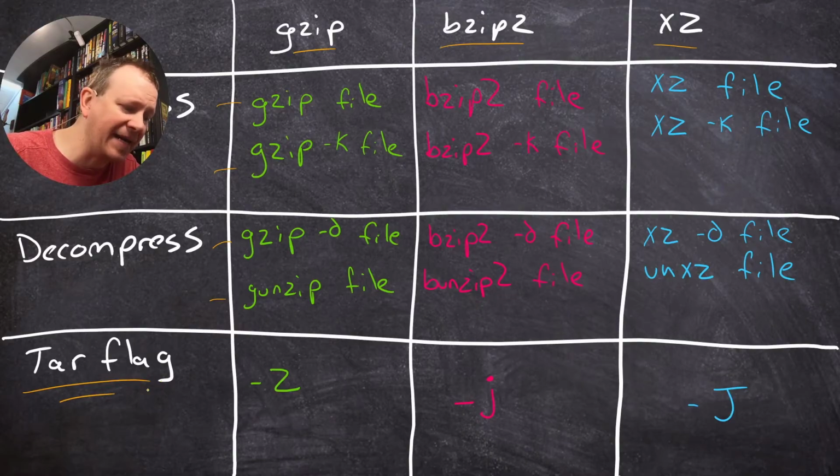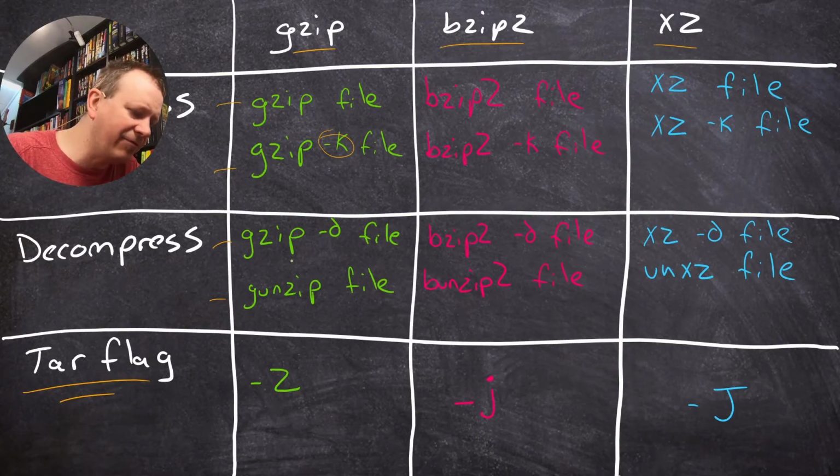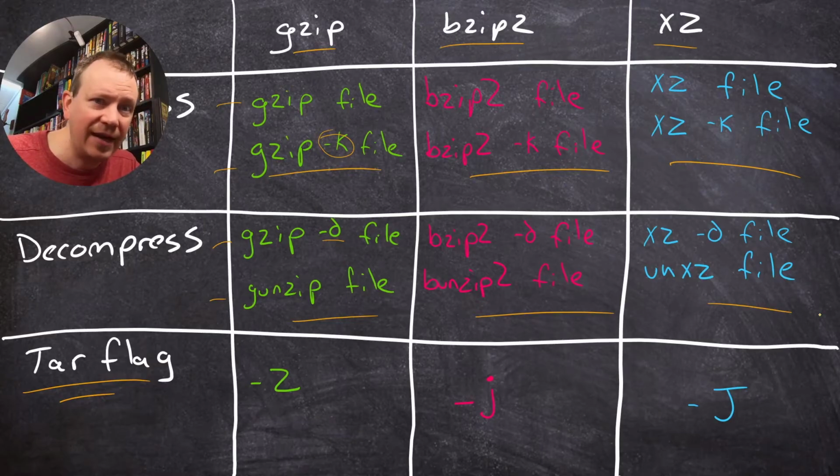So we'll probably come back to this, but basically what we're looking at is gzip and then the name of the file, and it'll compress it. If we want to keep a copy of that original file, we have to do -k. Otherwise, it compresses it and deletes the original. And then for decompressing, we'll use a -d flag. And this is pretty consistent across the three different suites, how we go about doing it.